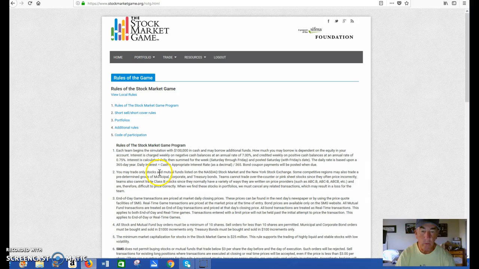You may trade only stocks and mutual funds listed on the NASDAQ stock market and the New York Stock Exchange. So you can only trade stocks from those places. You have to log into those places and see what's available, what's making money, and what's not making money. Also, all stock and mutual fund buy orders must be a minimum of 10 shares. So you have to put at least 10 in a little box that we'll see later.